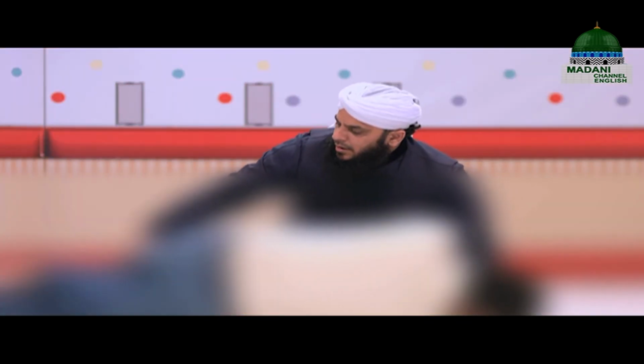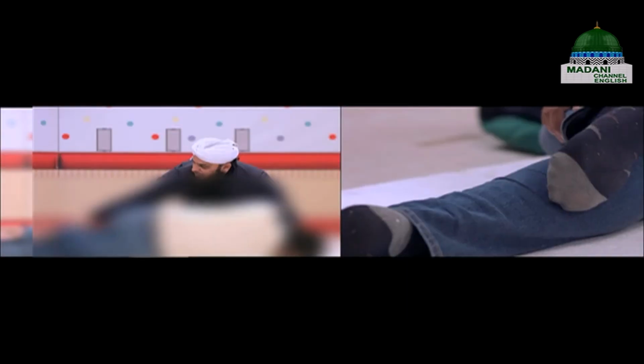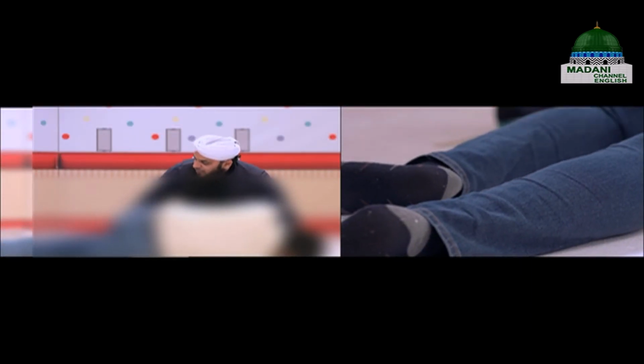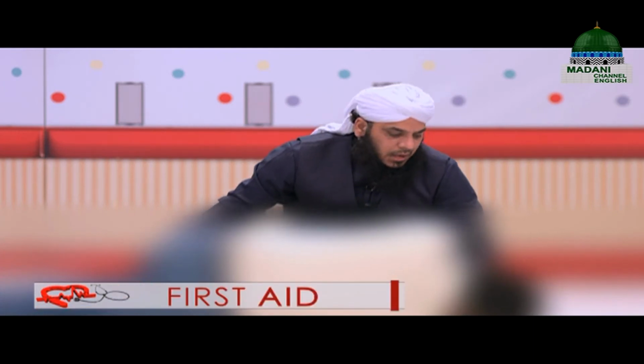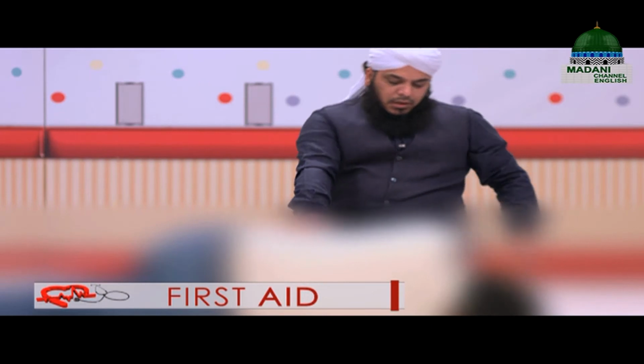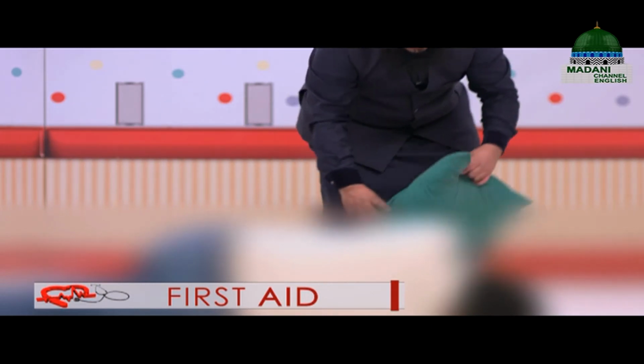And then step number five is that you need to stabilize this position by moving the knee in this position, and then you will try to put something under their head, a pillow.